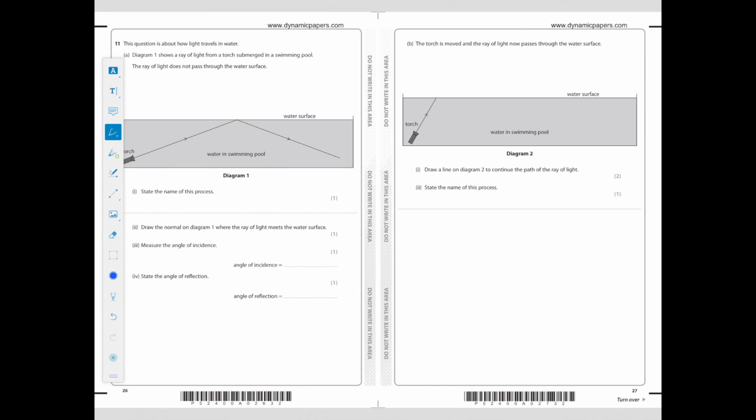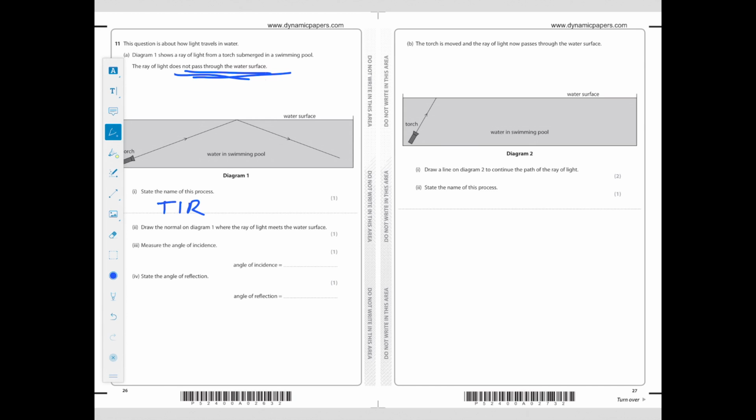This question is about how light travels in water. Diagram 1 shows a ray of light from a torch submerged in a swimming pool. The ray of light does not pass through the water surface. State the name of this process. The crucial thing here is that it doesn't pass through the water surface. It's reflected straight back at the water, and we know that this is total internal reflection. You can actually get away by just writing TIR.